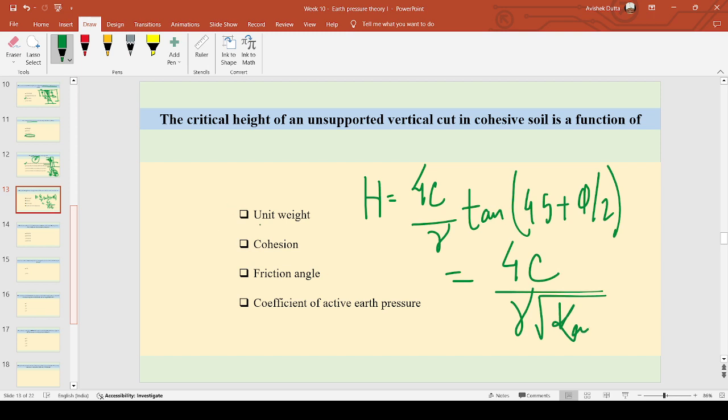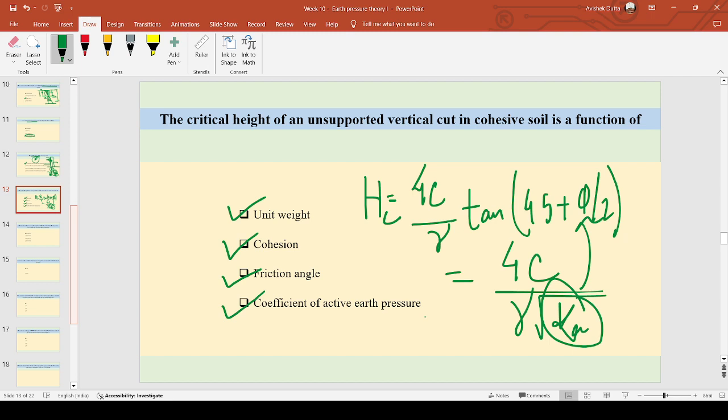If you say unit weight, yes. If you say cohesion, yes. If you say active pressure coefficient, that is also yes. And this is in turn dependent on this, and the entire Hc is also dependent on this. So yes, everything is interconnected. So all are correct answers.